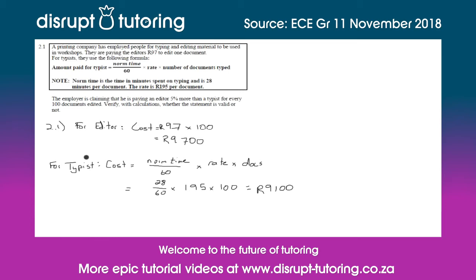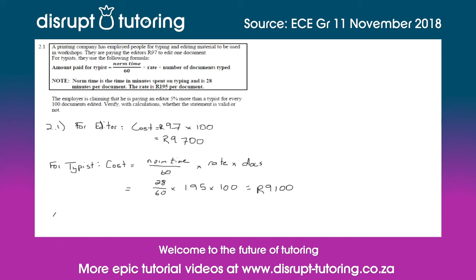9,100. Now you can see that this number is in fact less than this number, but they're claiming that this number here is 5% more than this number here. So we need to find out if that is correct, because they say that the employer is claiming that he is paying 5% more for an editor than the typist. So we then need to find out what this percentage difference is.